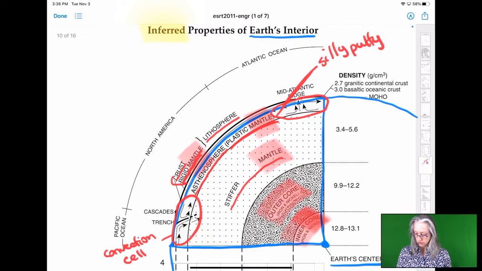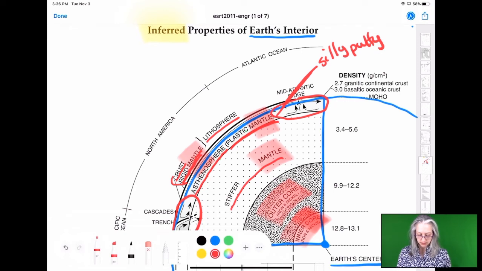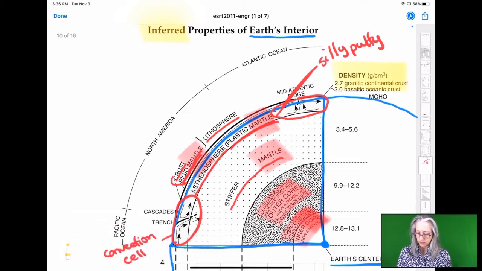Something else that you should be aware of is the data that is given here in this table. Over on the left-hand side, they tell you the density of all of these different layers. So the density of the crust, continental and oceanic, are listed here. And all of the numbers underneath are also densities of all of these different layers. So the density of the stiffer mantle is listed here. The density of the cores, the outer and the inner core, are listed here as well.